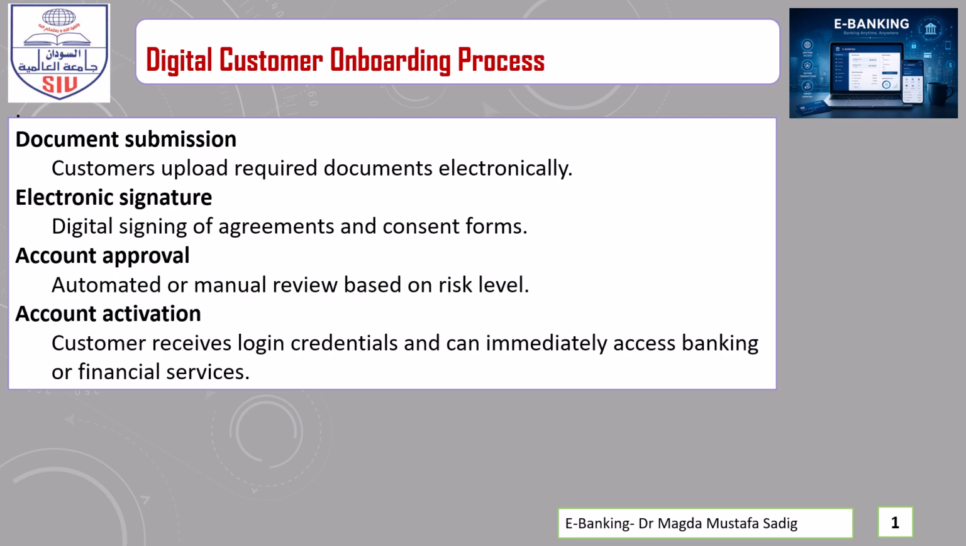If automated risk engines rate the applicant as low risk, approval occurs in real time. If flags are raised, the file is routed to a compliance officer for manual review. Number 7, account activation. Core banking systems generate account numbers, set up IBANs, and issue immediate online banking credentials.